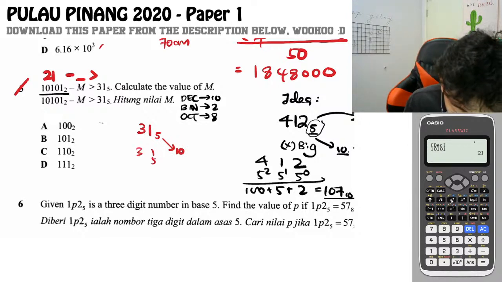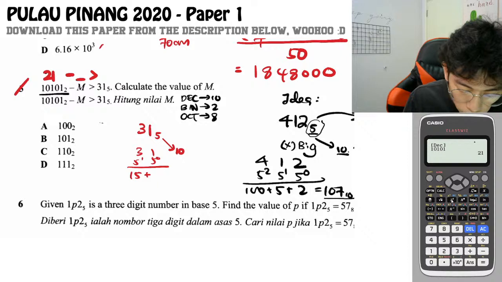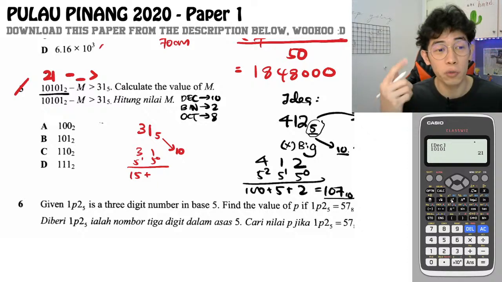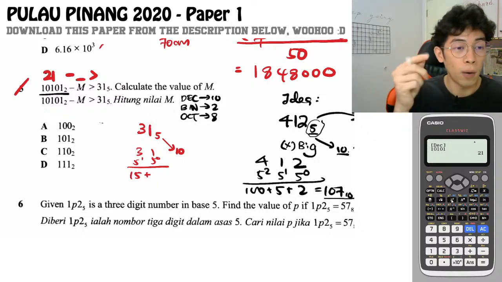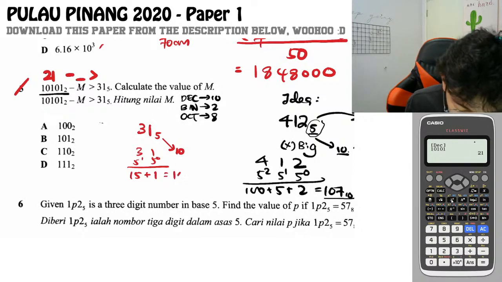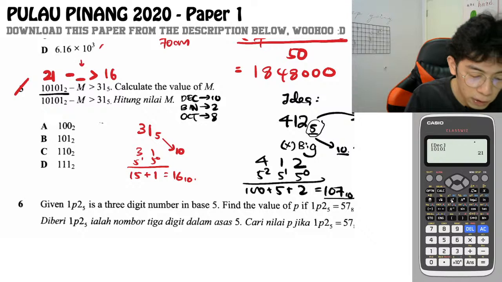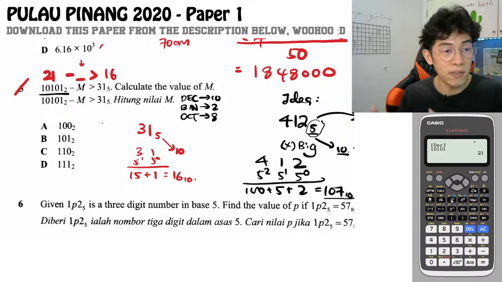31, 5051. So this is 0. This is 15. Why 0? 5 power 0 is 1, right? Common mistake, guys. So 1 times 1, you get 1. So you get 16 base 10. So I put 16. So what you have to place here so that it becomes greater than 16.